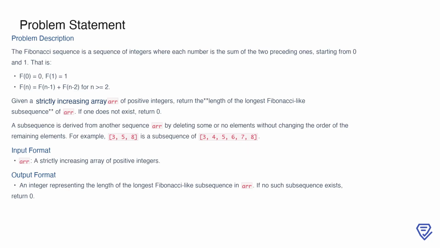The Fibonacci sequence is a well-known mathematical sequence where each number is the sum of the two preceding numbers, starting with 0 and 1. For example, it begins as 0, 1, 1, 2, 3, 5, 8, and so on.